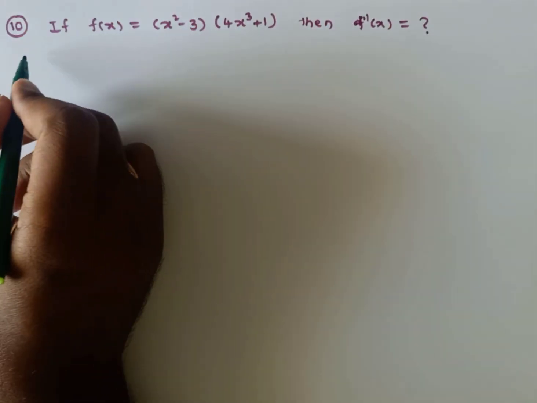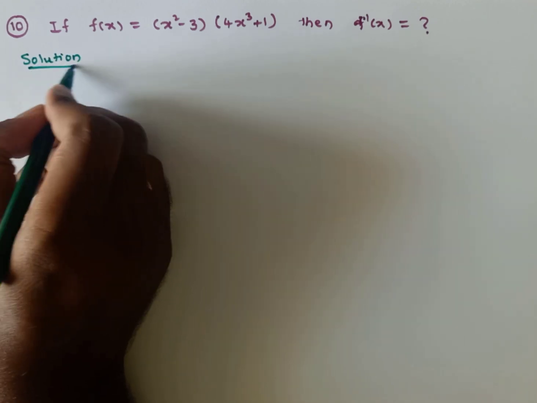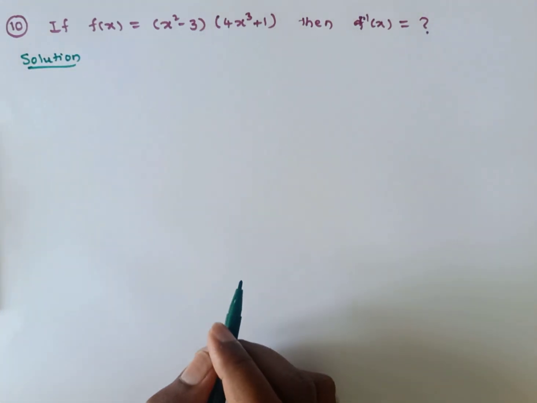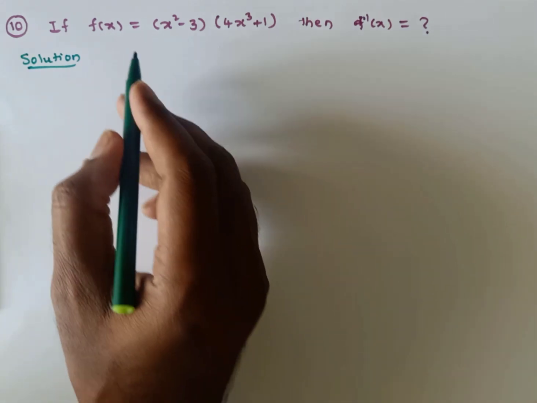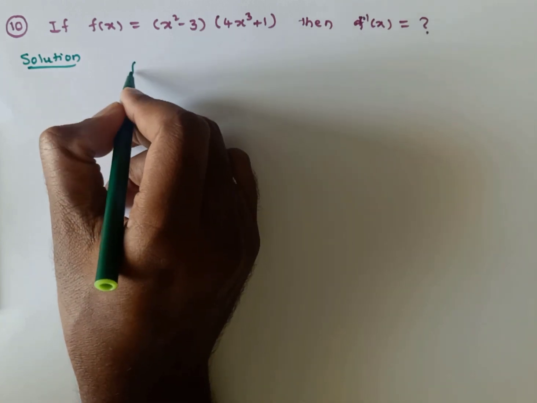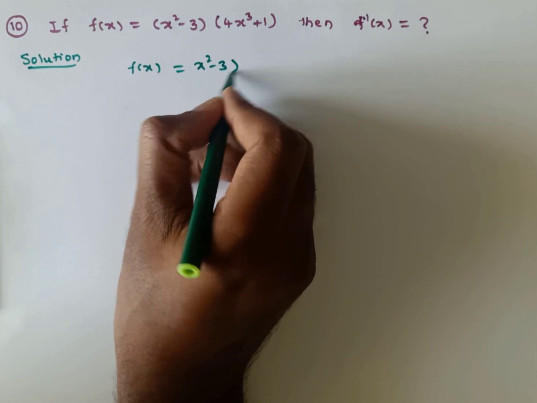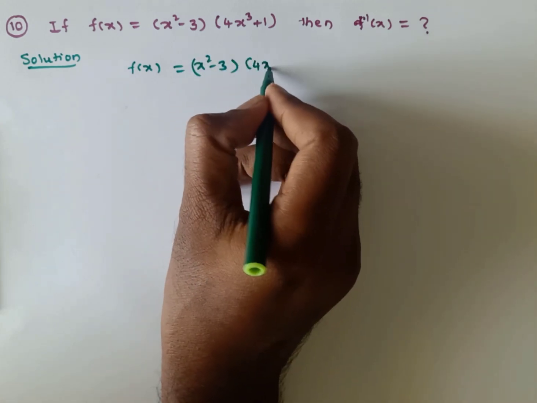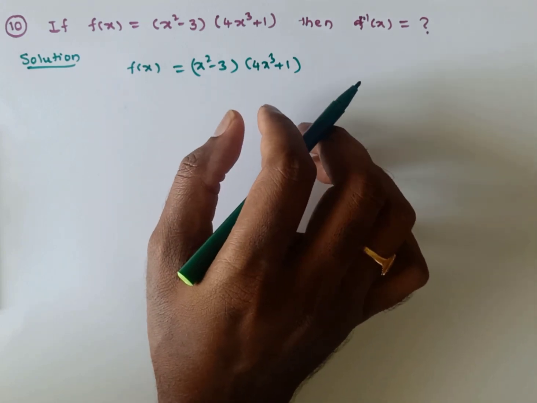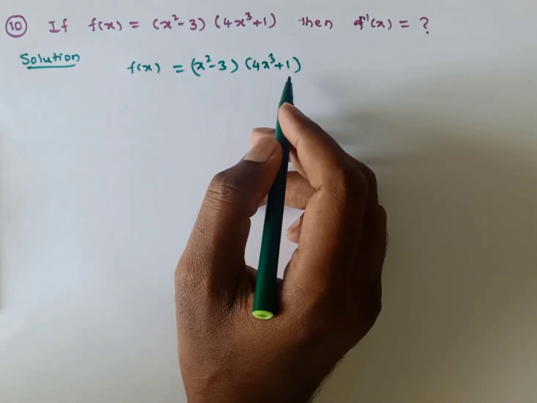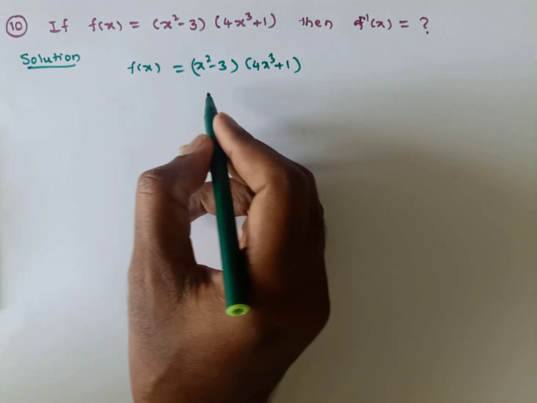Now see the 10th question. If f of x equals x square minus 3 into 4x cube plus 1, then find f dash of x. Here f of x is given as x square minus 3 into 4x cube plus 1. You can multiply these two things and apply the derivative also, no problem. But here it is better to use the concept of product rule. As we know the product rule, right?